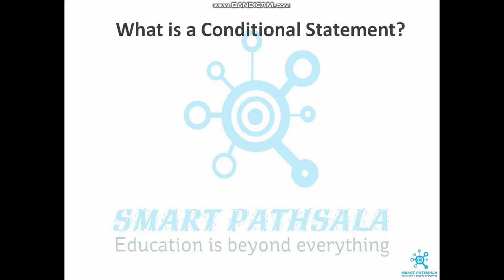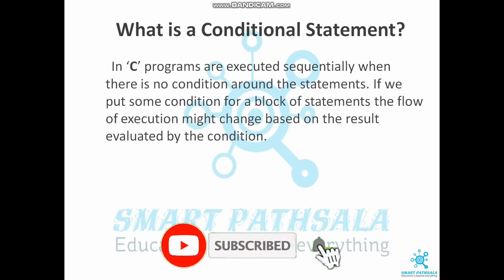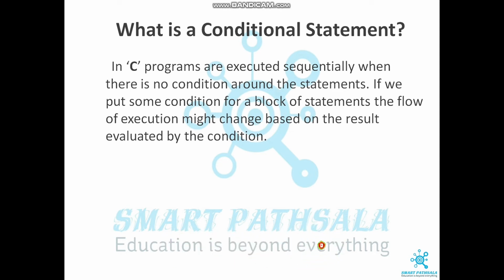Now let us see what a conditional statement is. In C, programs are executed sequentially when there is no condition around the statement. If we put some condition on a block of statements, the flow of execution might change based on the result evaluated by the condition. For example, if it rains, then we will go out with an umbrella. If it doesn't rain, then we will not take the umbrella. So the decision of taking the umbrella depends on the condition of raining.